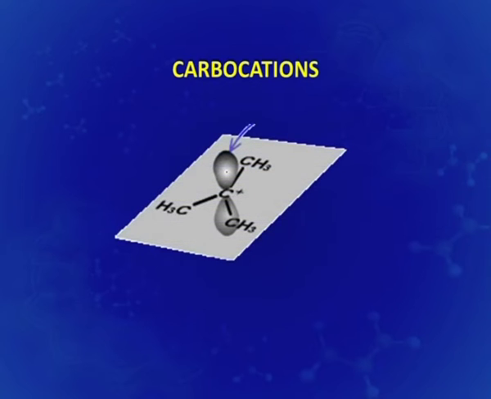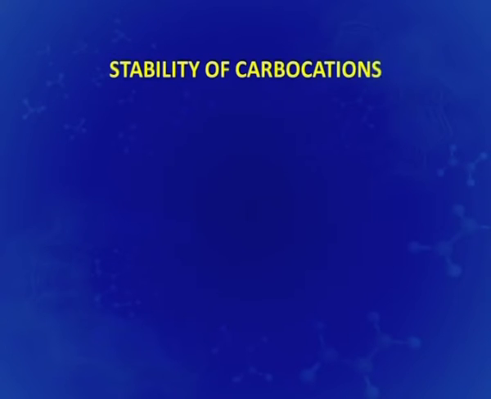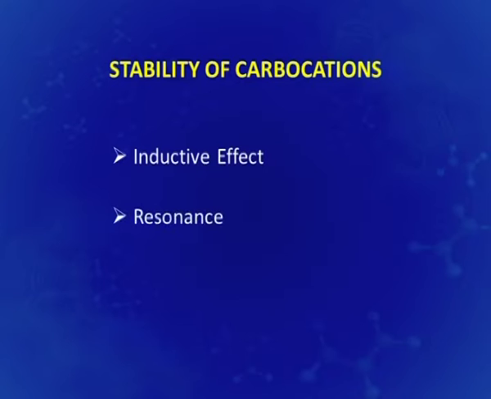If we look into the structure of carbocations, we will find that there are three R groups attached to the positively charged carbon. It has sp2 hybridization and therefore has a planar geometry. It is very important to talk about the stability of carbocations because the ease of formation of product will depend upon how stable the carbocation is. And the stability of carbocations is again decided by a number of factors which include the inductive effect, the resonance and the hyperconjugation.